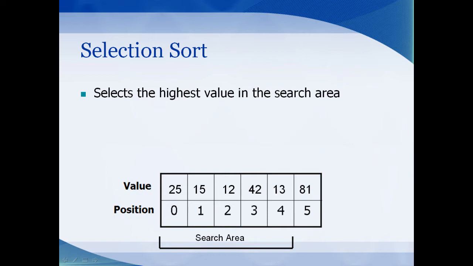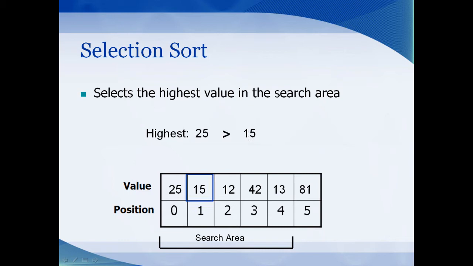Now we have one number in order, so we got to do this all over again. But this time we're going to stop short of the end because that's already in the correct spot. So our search space is going to be one less. So we're going to once again set our variable highest to the first number in the list, 25. Obviously it's not the highest number, but that's what we're starting at.